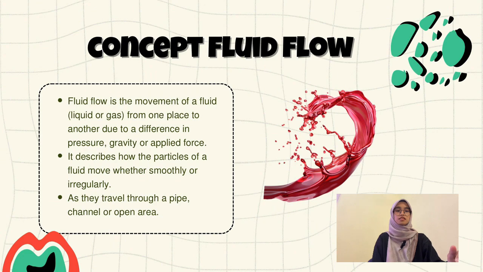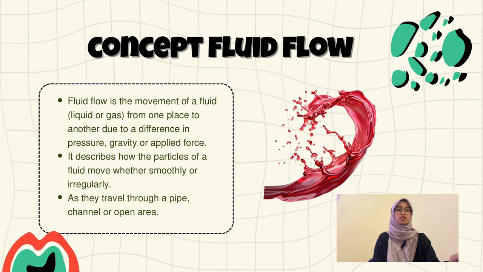First, let's understand what fluid flow means. Fluid flow is the movement of fluids, which can be a liquid or gas, from one place to another. This movement happens because of pressure difference, gravity, and external force. In simple terms, fluid flow describes how fluids move, either smoothly or irregularly, through a pipe, channel, or open space.